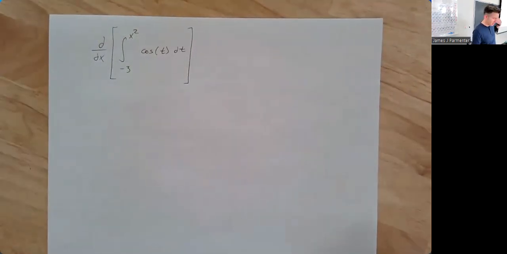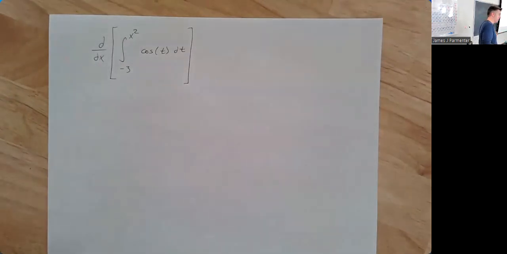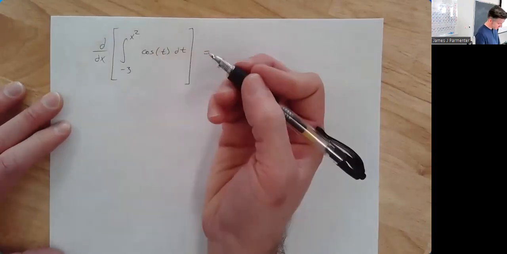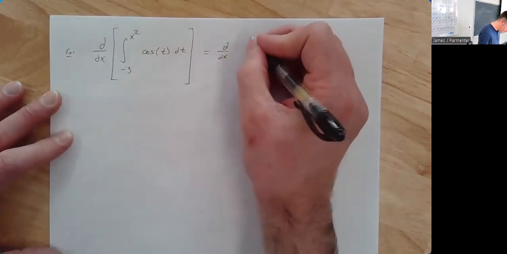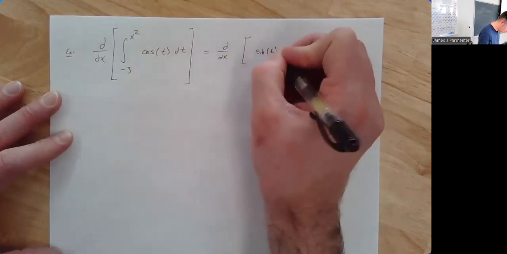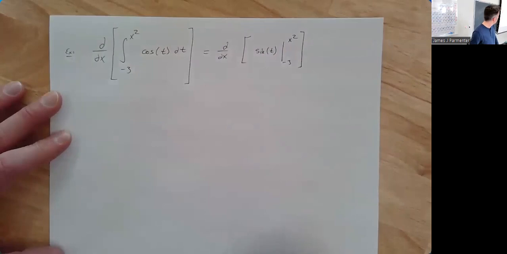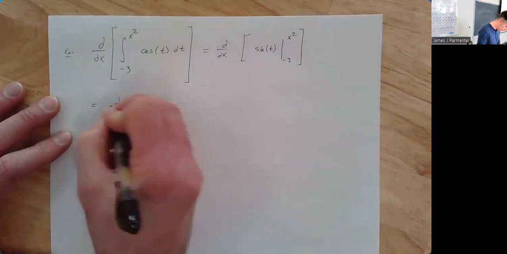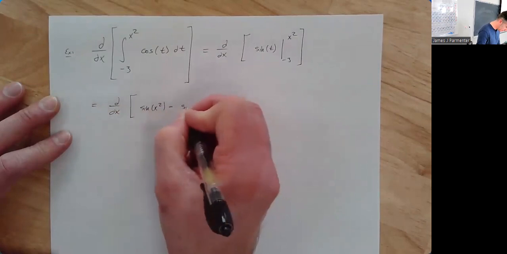I'm going to state again, a lot of times if you get asked these questions, the integral is actually something you cannot anti-differentiate. And you're really meant to just do it this short way. But here we'll do it. So let's see. The antiderivative of cosine is positive sine. So this is going to be the derivative of sine of t evaluated between -3 and x squared. And then we're going to plug in the limits of integration. So we're going to get the derivative of sine of x squared minus sine of -3.